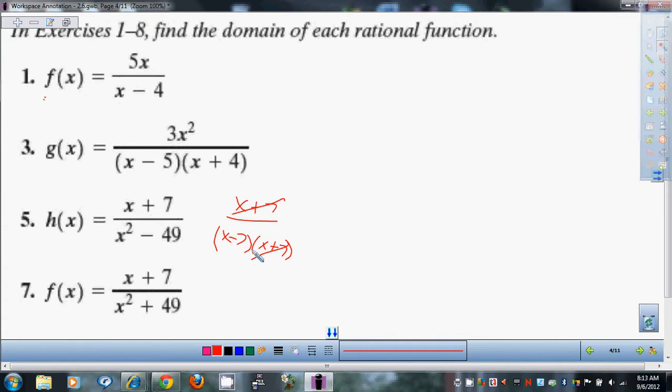And number 7, any vertical asymptotes? No, nothing's going to make that negative.